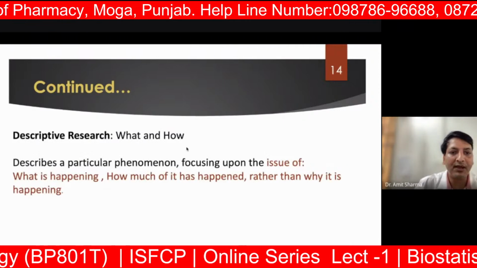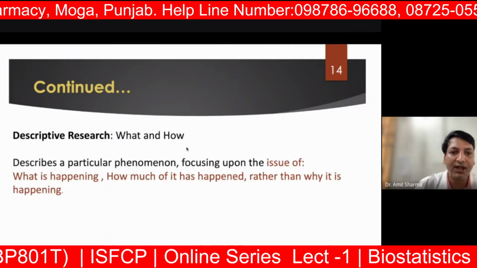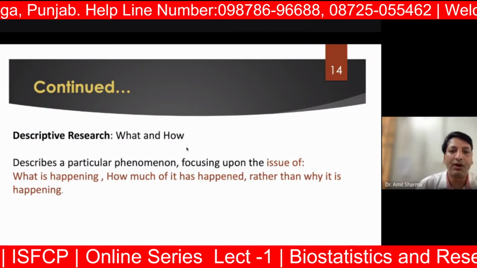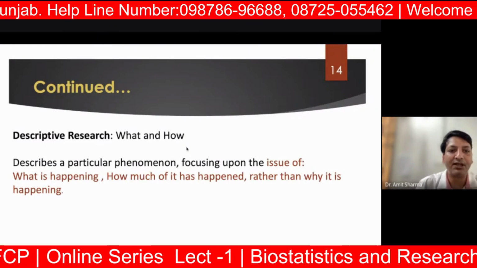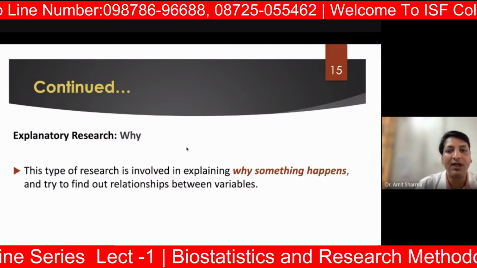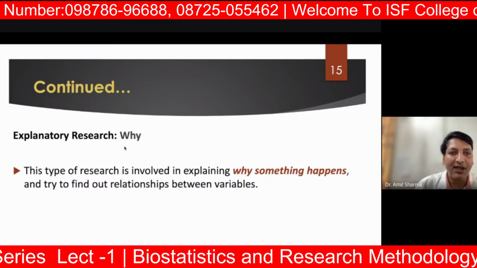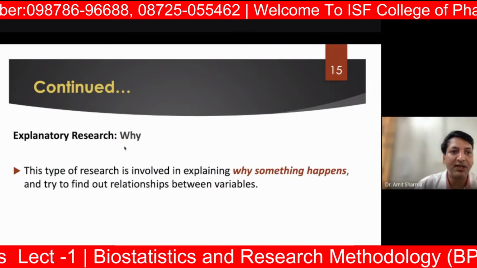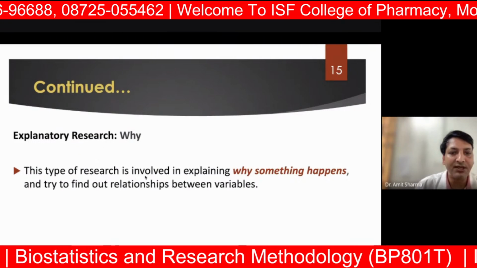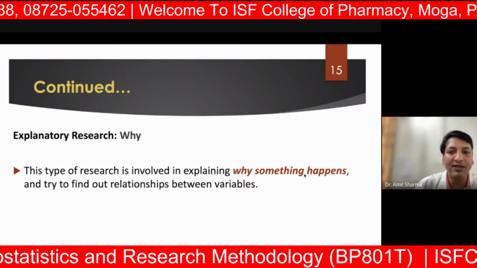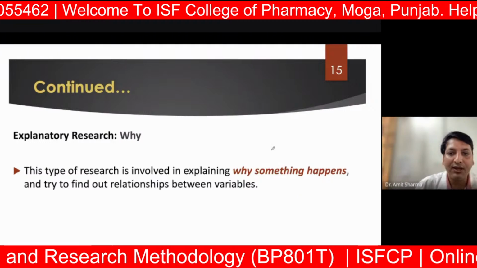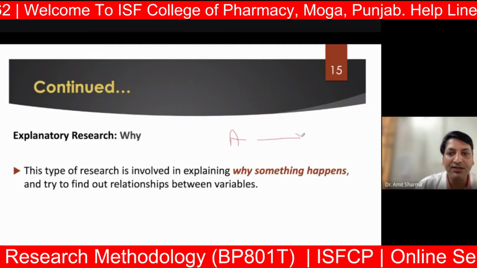So when you combine all three things together, that is what has happened, how it has happened, and why it has happened, then the work is going to be broader. Most of the PG students take this sort of work: what has happened, how it has happened, and why it has happened. Finding an answer to a question like this is called explanatory research. This type of research is involved in explaining why something happens. That means you are trying to find out the answer for why A has caused B.